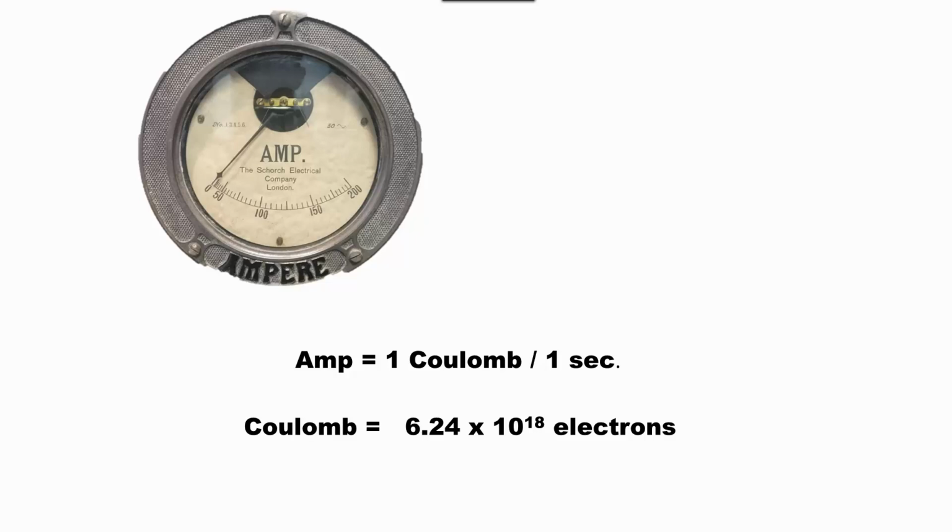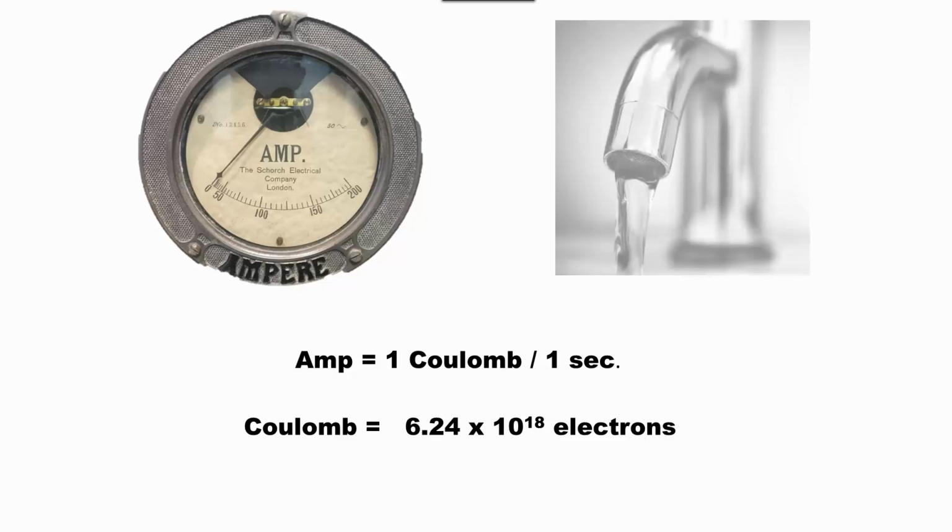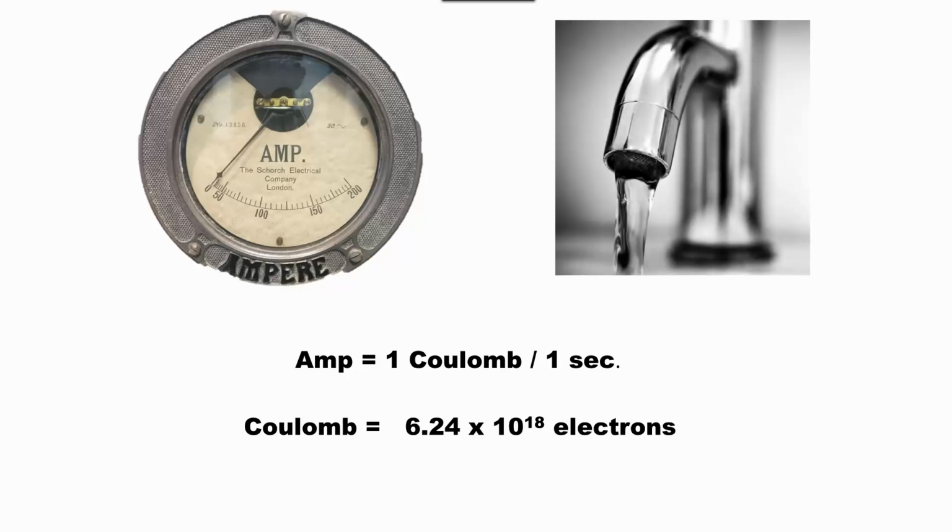So current, which is the flow of electrons in a wire, can be visualized like water flowing through a pipe. Just as the flow of water through a pipe can be measured in gallons per second, electrons through a wire is measured in amps or coulombs per second.